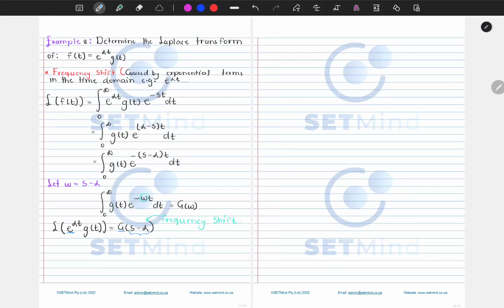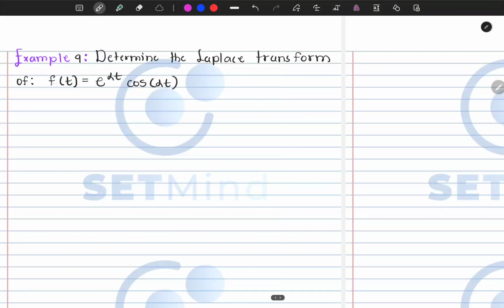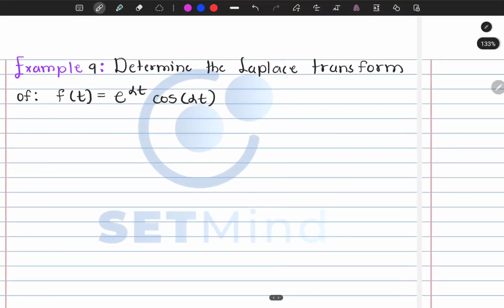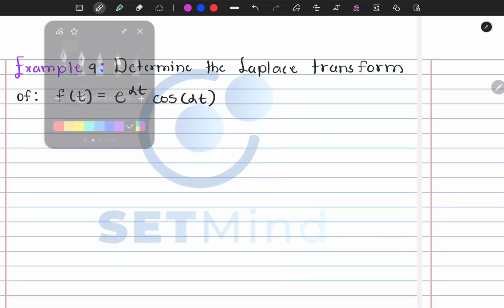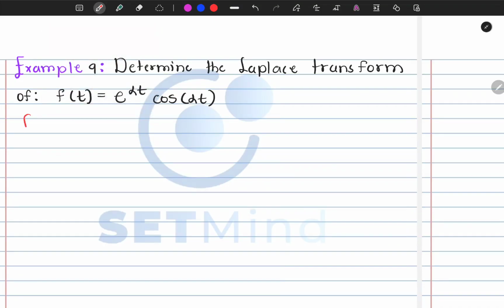Let us consider an example so that we make sure that we understand what I'm saying. Okay, so let's have a look at example number 9 so that we see if we can apply what I showed you previously. What I showed you was that if you take the Laplace transform of e to the alpha t multiplied by, let's say, any function f of t, the answer will simply be the transform of f, but wherever we would put s, we'll put in s minus alpha, which is the frequency shift. And I said the exponential terms contribute a frequency shift.